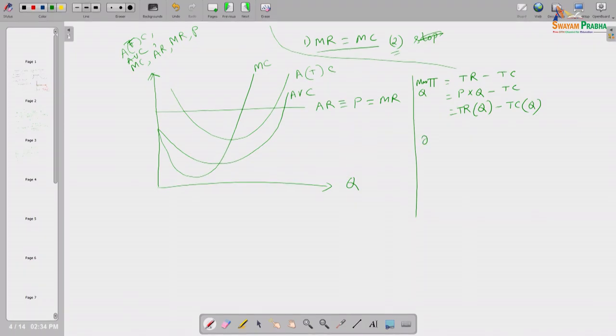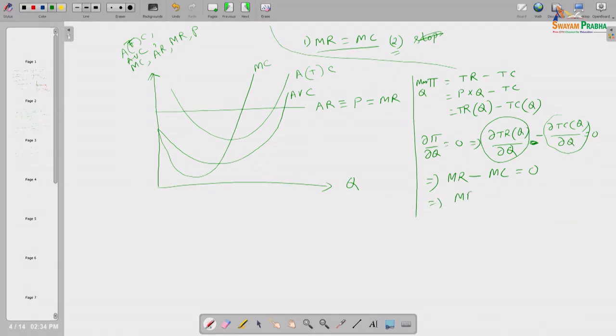So, my first order condition will be del pi del q must equal 0. If you do that, it implies del TR(q) del q minus del TC(q) del q must equal 0. That implies this, as we defined, is called marginal revenue, minus this, as we defined earlier, is called marginal cost, equals 0. So, this implies MR equals MC. That is the first order necessary condition for profit maximization.